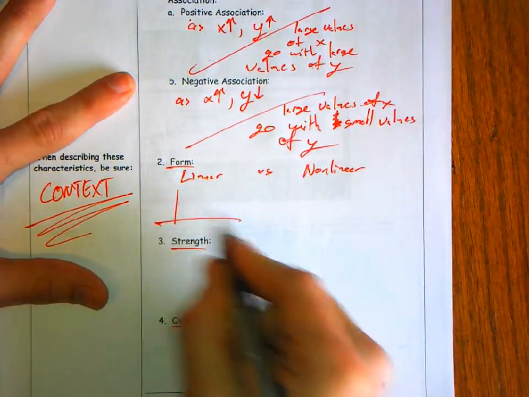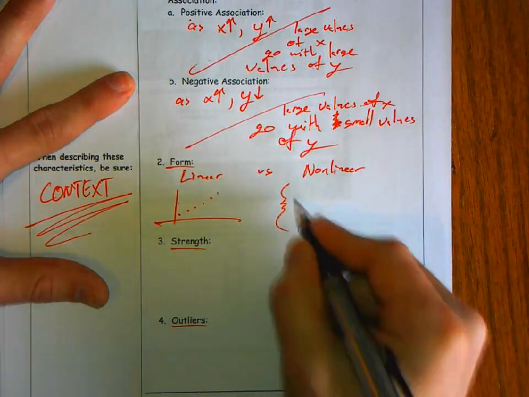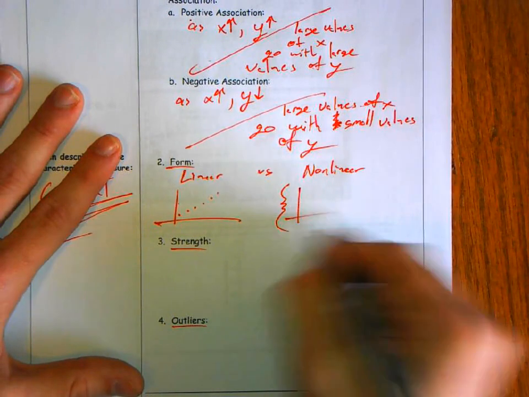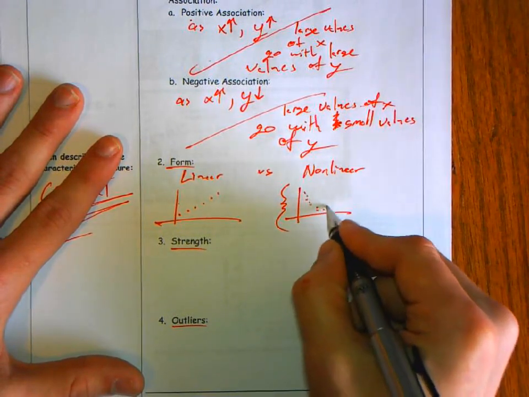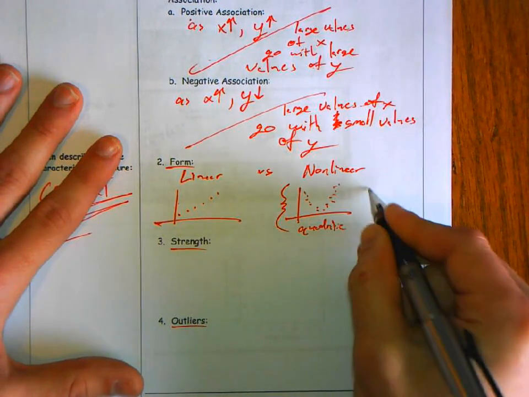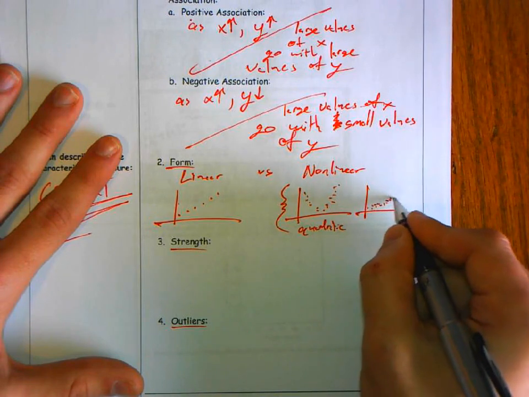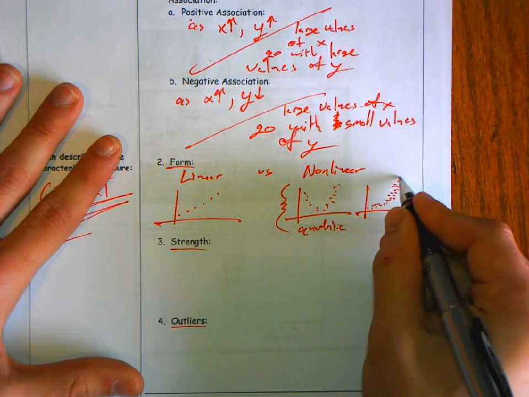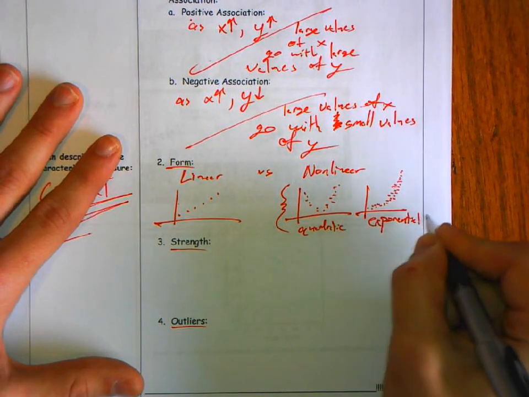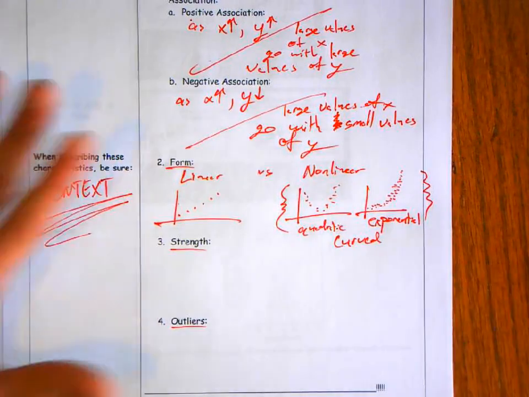Linear form, you know what that looks like. Nonlinear form, there's a few different types of nonlinear forms. You might see, I don't know, what could you see? Might see quadratic. Might see, ooh, here's one from the news, boys and girls. What's that? That's exponential growth. If you wanted to, you could call these all kind of curved forms as well.